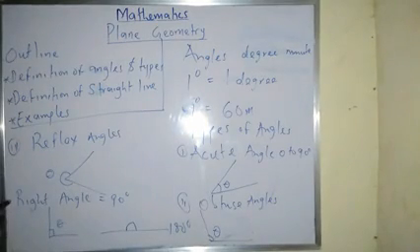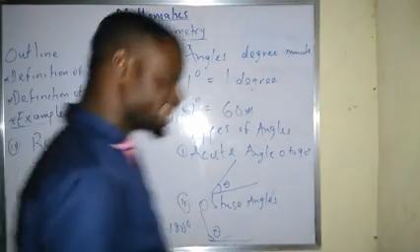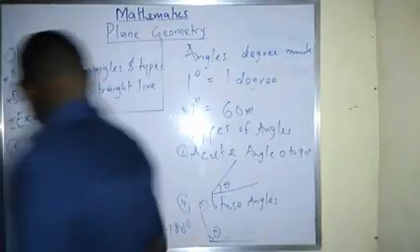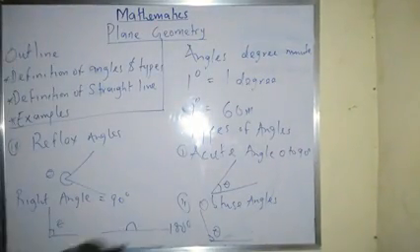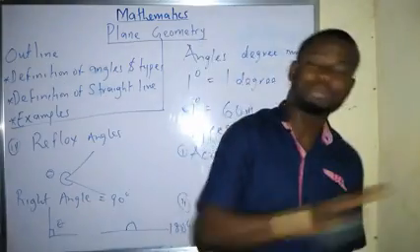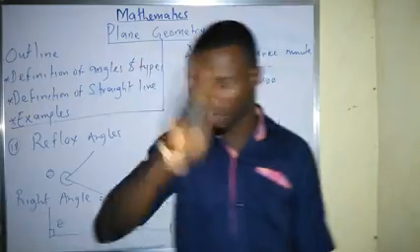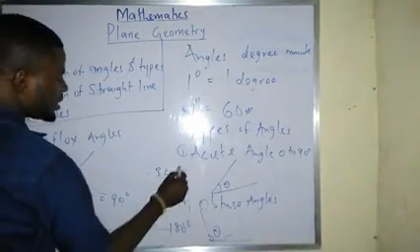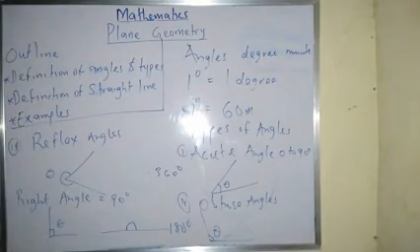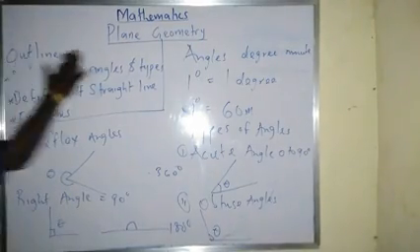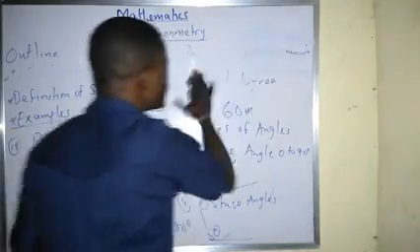And the third one is right angle. Right angle is an angle that equals 90. The last ones are straight line, which is an angle operating on 180, and dot, which is 360. We call it angle at a point, or in a circle. Okay, that's all about angle.